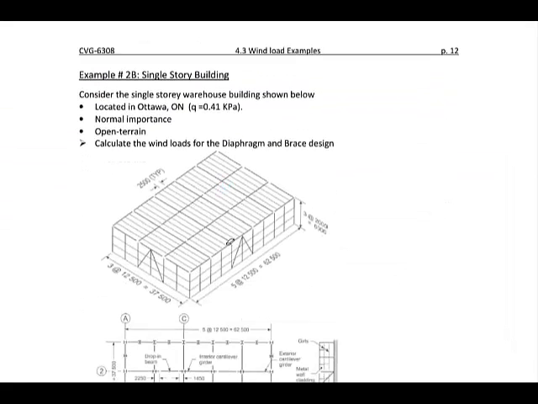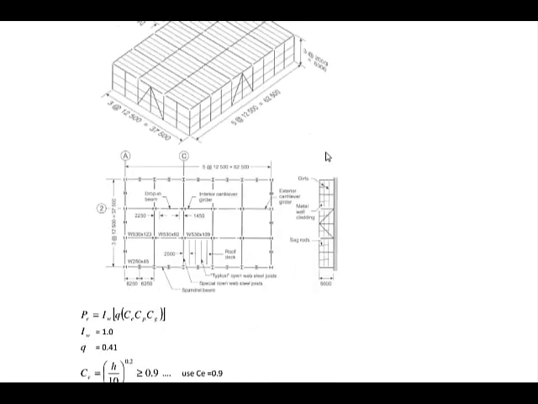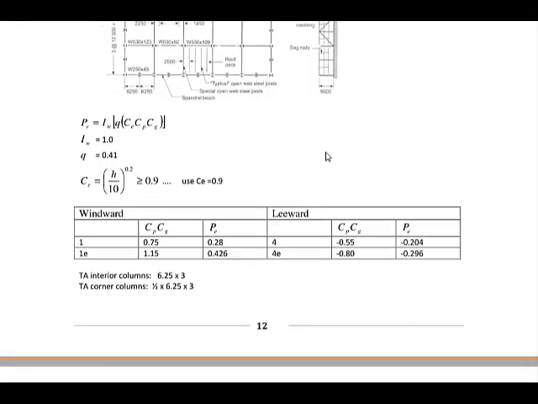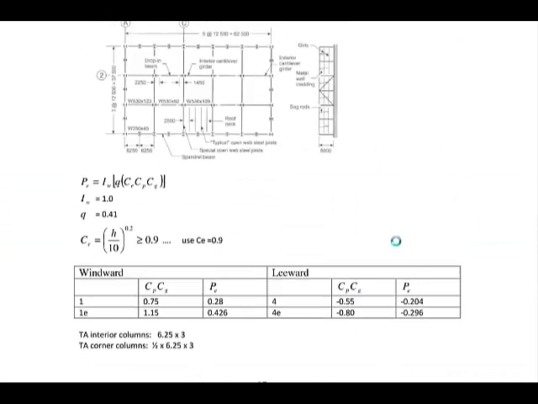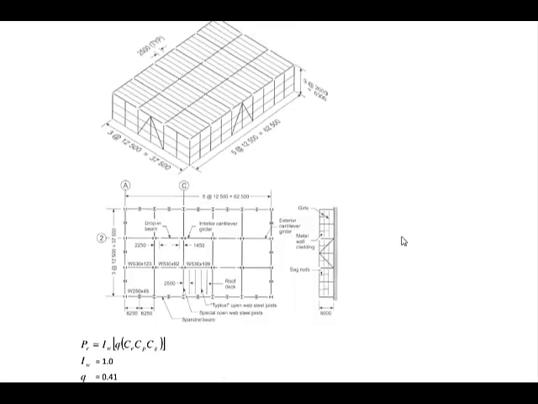Okay, here's another example for a single-story building. It's in Ottawa, Ontario, normal importance, open terrain, and we're told to find the wind loads for diaphragm and brace design. So exact same thing, except we have a single-story building. So we go through the same steps. We set up our CPCG table, we find our pressures, and then we distribute our loads to our columns. So again, these here are not floors, these are wind girts. So don't get confused by that.